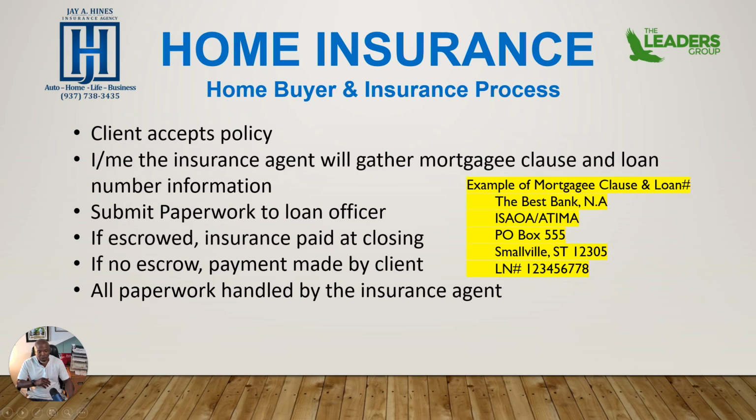Let's talk about the insurance process when buying a home. Now, first, you need to notify me via phone, text, or email that you accept the policy. I would then request the mortgagee clause and the loan number from the loan officer. In the right-hand corner, I have provided an example of what the mortgagee information would look like. Now, once I receive this information, I will create the evidence of insurance and submit that paperwork back over to the loan officer or the mortgage processor.